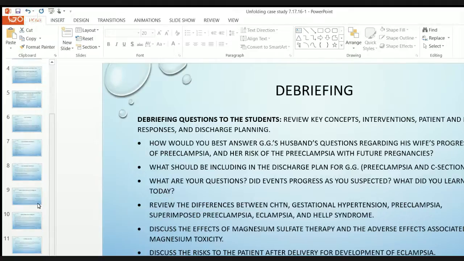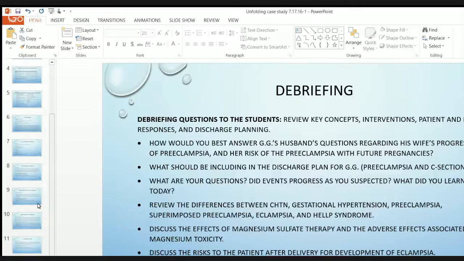When we look at her questions, we have to look at the questions for the students and actually getting an idea from them after they've learned about these disease processes: chronic hypertension, gestational hypertension, preeclampsia, eclampsia, HELLP syndrome. In this particular case study, did the events progress as they suspected? Did they move slower, faster? What did they learn today?